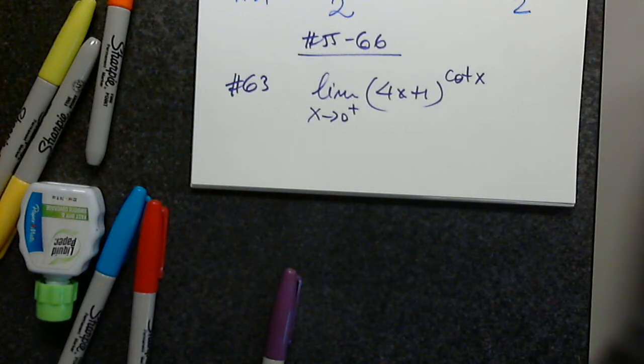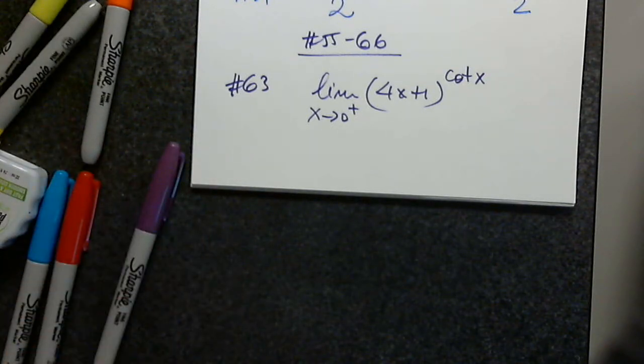Do we start our stare down? Say it again. Yes. What is that concept there? It's 63, limit of 4x plus 1 raised to cotangent x as x approaches 0 from the right. Thank you. Sorry about that.